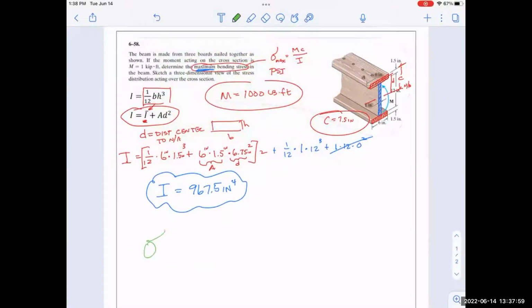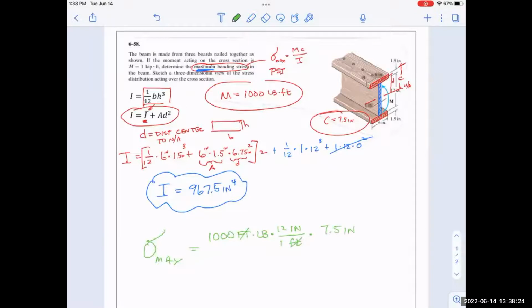We say, cool, sigma max is equal to M, which we said is 1,000 foot-pounds or pound-feet. And I'm thinking we need inches. Therefore, don't we need inches on the top and feet on the bottom, which there's 12 inches in 1 foot. And so that puts that in inches. And then we multiply that by C, which is 7.5 inches.